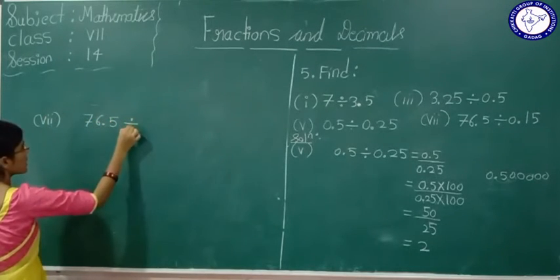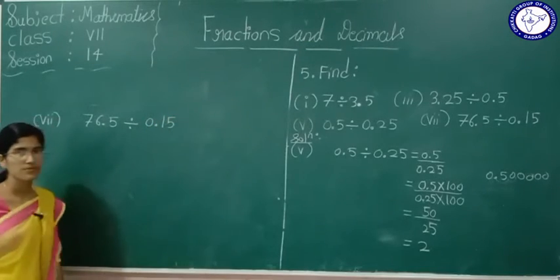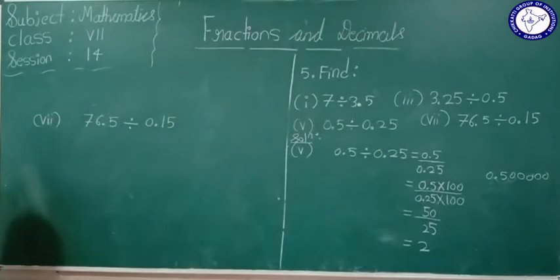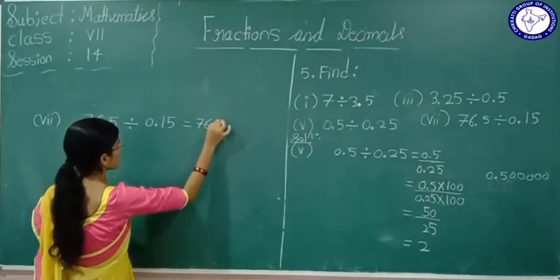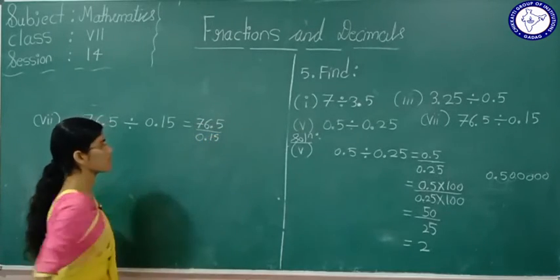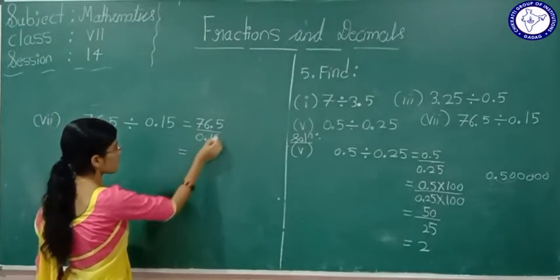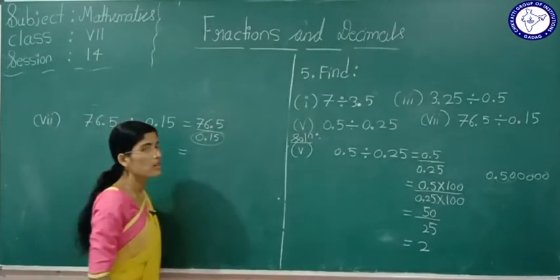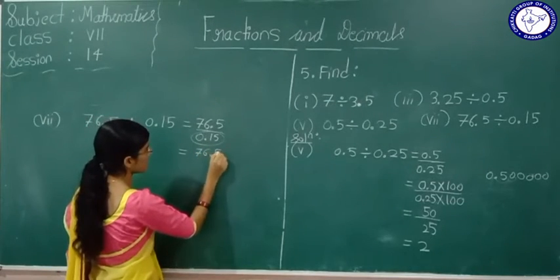76.5 divided by 0.15. Okay, say this is the same as 76.5 divided by 0.15. Now see here, we have to make the divisor a whole number. What will we do? We will multiply by 100.